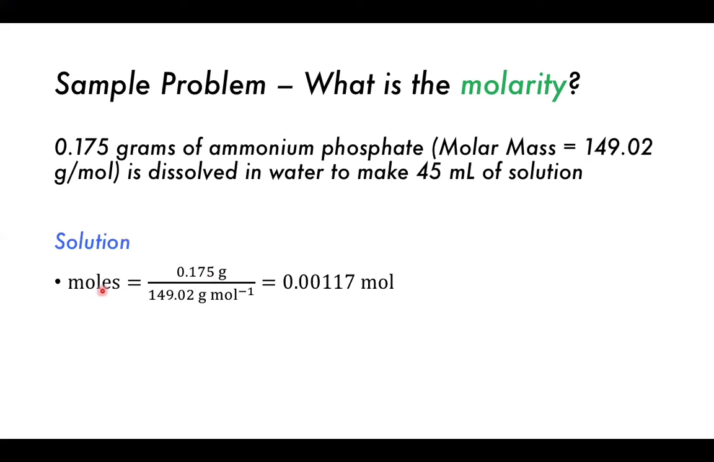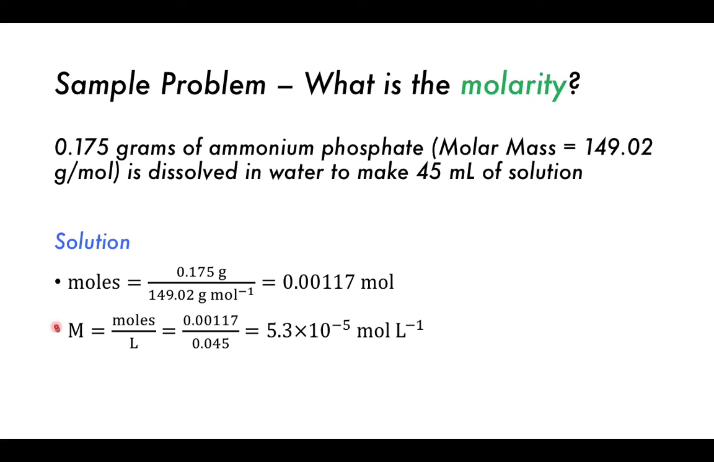In order to find the number of moles, that's going to be the mass in grams divided by the relative molecular mass, which is going to be, in this case, 149.02 grams per mole, which we had in our question. We could also have worked that out based on the name, but in this case, it's given to us, so we should just use it. So once we've done that, we find the number of moles, which is 0.00117 moles.